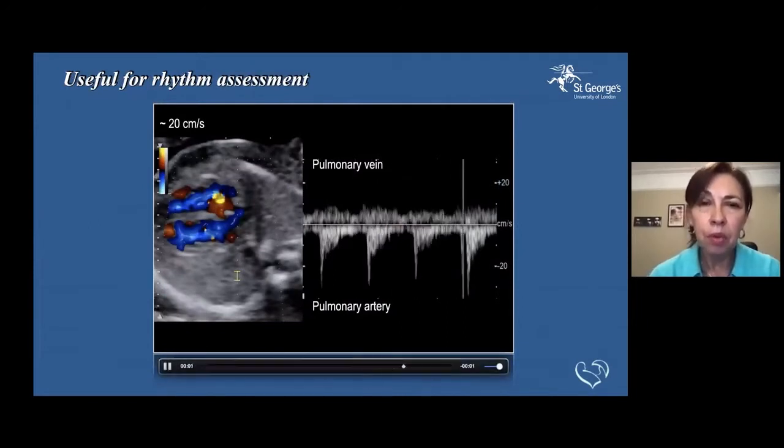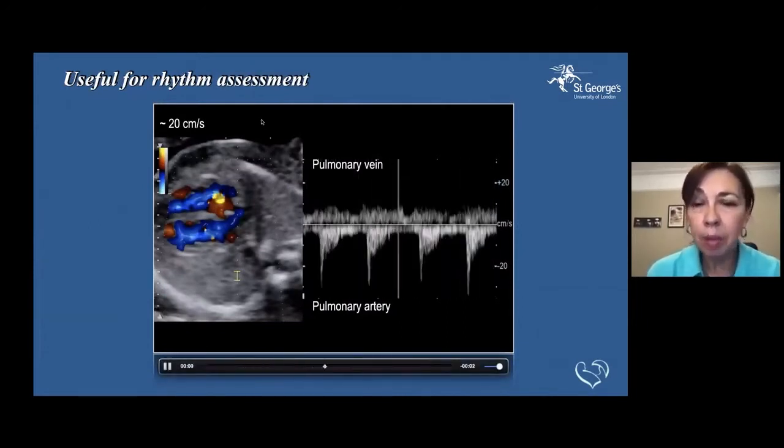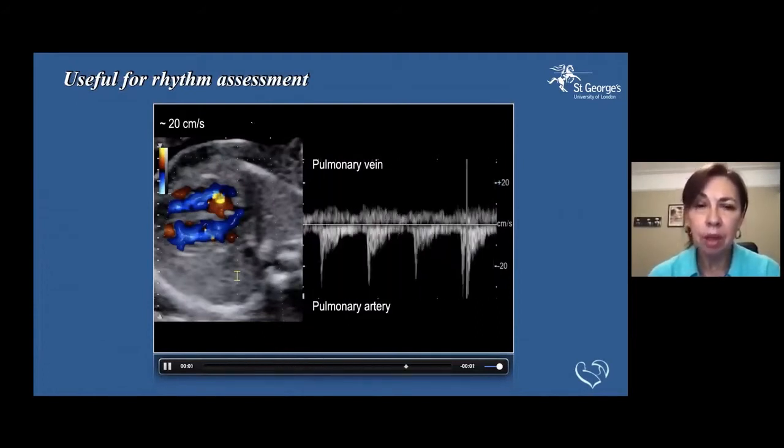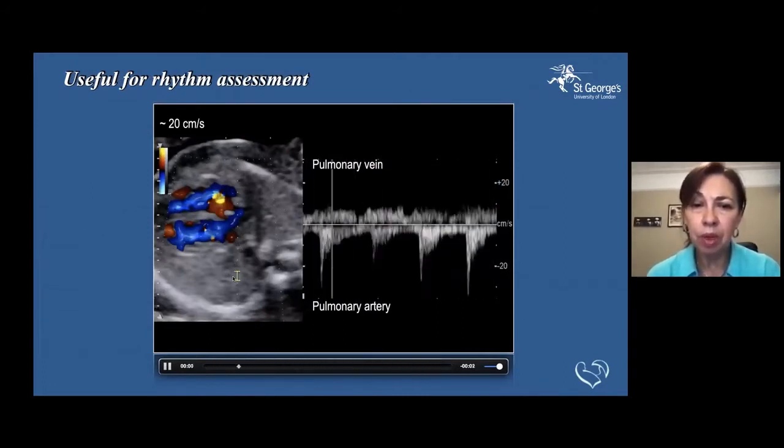Now, if you've seen me talking about arrhythmia, you would know that this is my preferred method of looking at the cardiac rhythm. And it's very easy to do by putting your Doppler sample volume within the lung parenchyma. You can see here a simultaneous recording of the pulmonary vein coming towards the left atrium and a pulmonary artery going away from the heart towards the lung. And that's a very typical signal which represents the atrial systole, then ventricular systole and the beginning of diastole. And on this side, you see ventricular contraction.